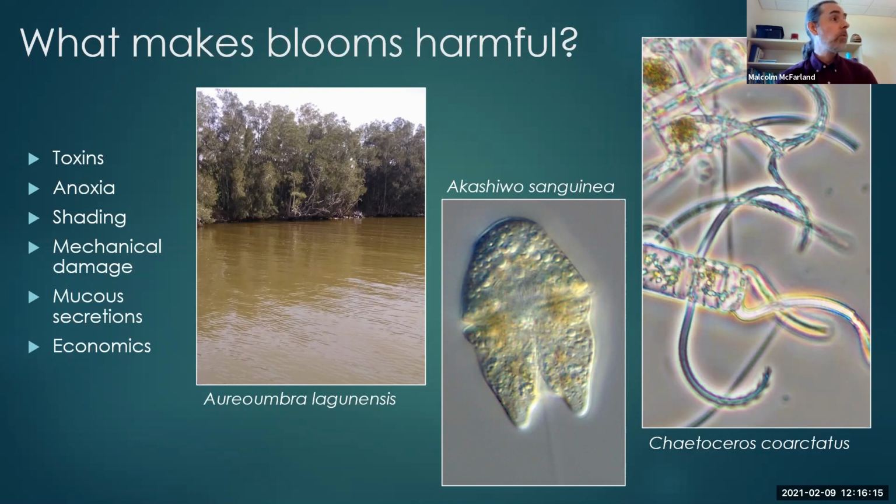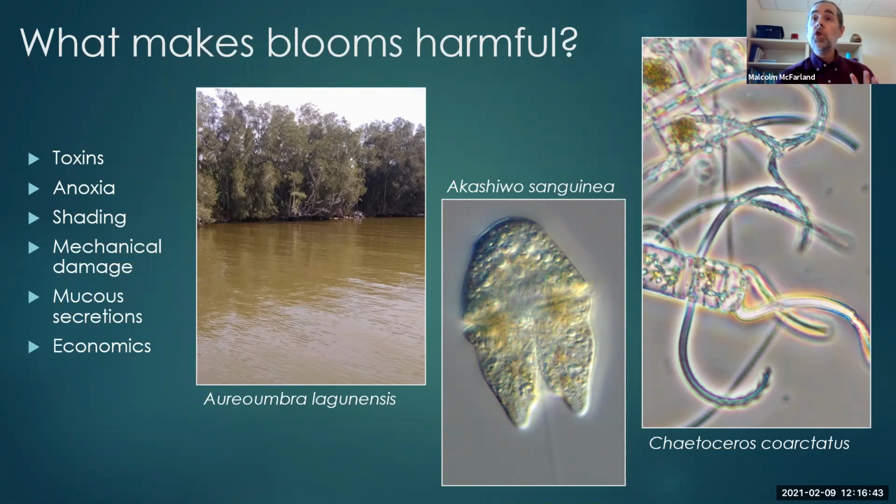Another way that they can be harmful, especially in the Indian River Lagoon, is through shading. So when there's very high concentrations of cells in the water, light cannot penetrate to the bottom. And that means things like the natural seagrass beds, which are important pieces of the ecosystem in the Indian River Lagoon, can't get enough light to grow. And so harmful algal blooms can kill a lot of seagrass. And we've seen that happening in the Indian River Lagoon.